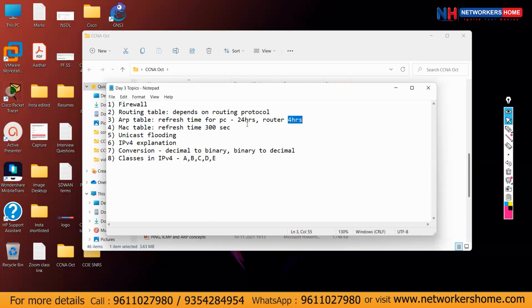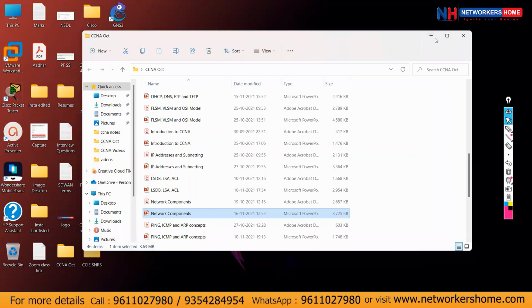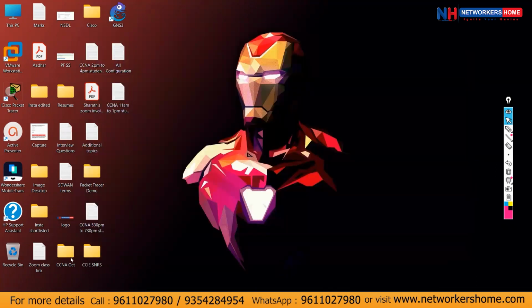Okay. And there will be an ARP table in PC also. So refresh time for ARP table in a PC is 24 hours. And in switch, there will be MAC table, a table which maintains MAC addresses. Okay. And this table in switch, refresh time is 300 seconds. Did you guys note down those points?